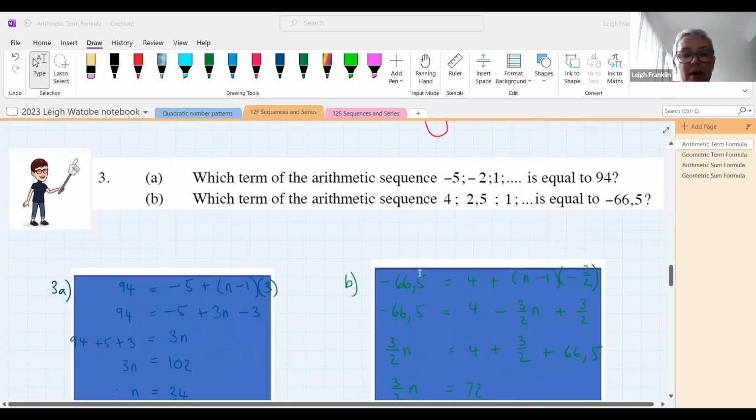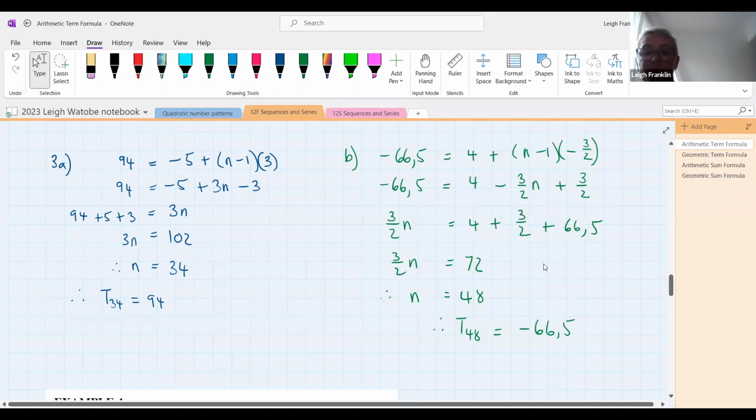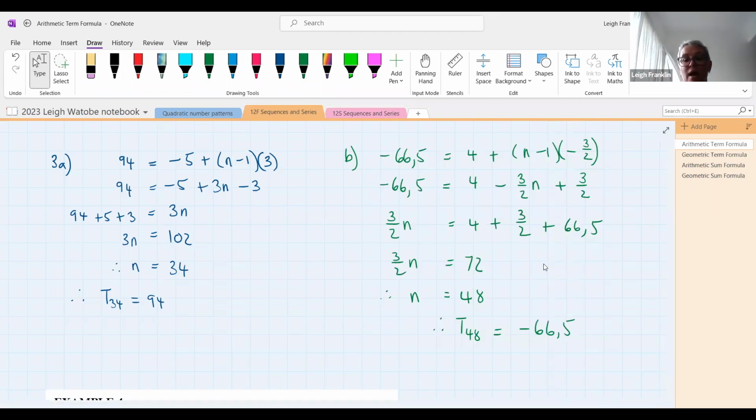And that is indeed what I calculated it to be. All right, so there we go. There is the answer to the first one. So I've worked out that 94 is the 34th term in the pattern. And then as far as the second one is concerned, I got the same answer as you guys. And I got that n is equal to 48.